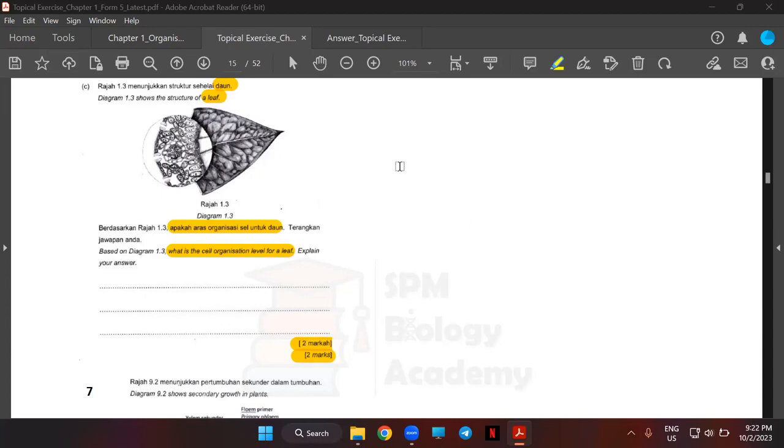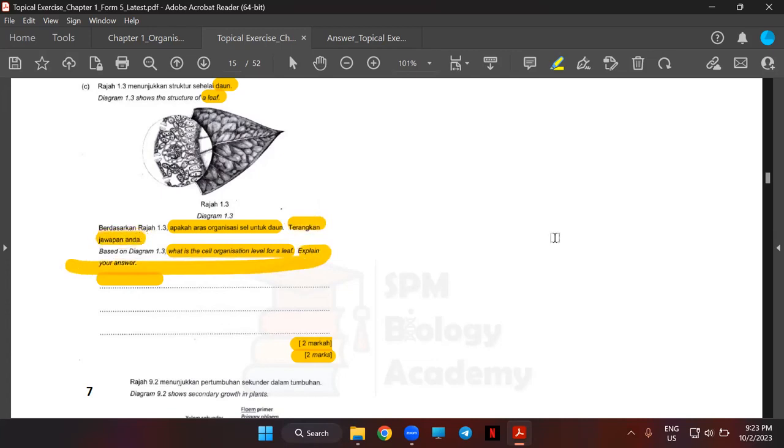So daun ialah sejenis, you see Prahasinia, Vikas also telling the right thing. Organ. So jawapan pertama kita ialah organ. Titik. Habis. Tak payah tulis panjang-panjang. Aras organisasi sel untuk daun ialah organ. Boleh tulis tapi panjang lah. Just write organ. Full stop. Finish. 1 mark already. Sekarang markah kedua. Explain your answer.